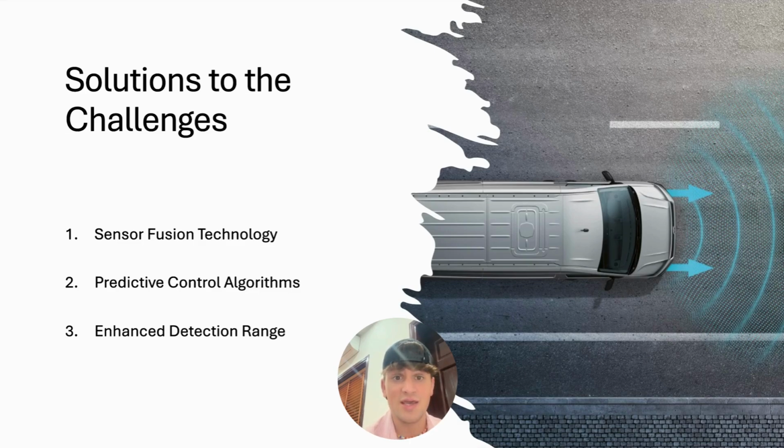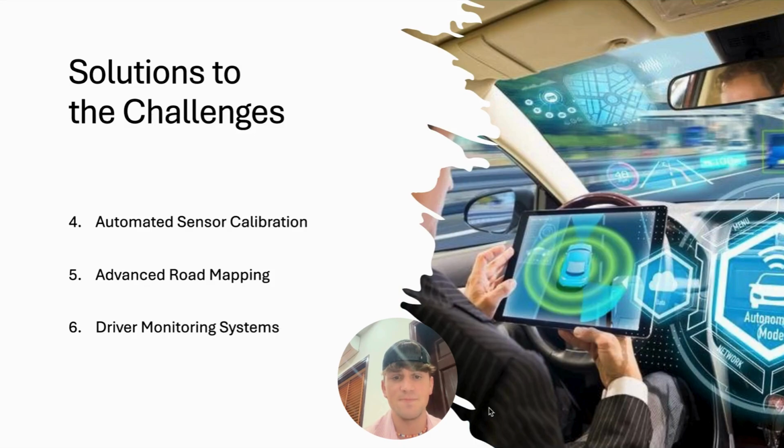For the third problem, we got enhanced detection range. So upgrading radar sensors with extended range capabilities can help detect vehicles farther ahead. These allow the system to react earlier, improving safety at high speeds.